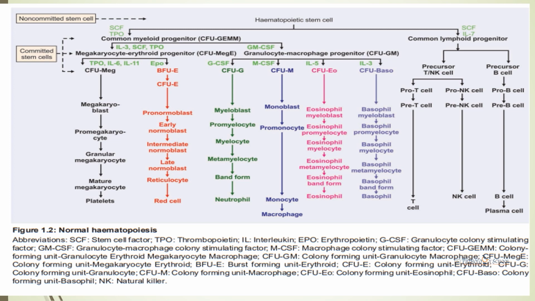From the colony-forming unit eosinophils, we have the eosinophilic myeloblast, then the eosinophilic promyelocyte, eosinophilic myelocyte, eosinophilic metamyelocyte, eosinophilic band forms, and the formation of the eosinophils. From the colony-forming unit basophils, we have the basophil myeloblast, basophil promyelocyte. The next stage is the basophil myelocyte, then the metamyelocyte and the basophil band form, and finally the basophils. From the common lymphoid progenitor, we have the precursor T and NK cell, from which the T cell and the NK cell develop, and from the precursor B cell, pro B cell, we have the B cells and the plasma cells.